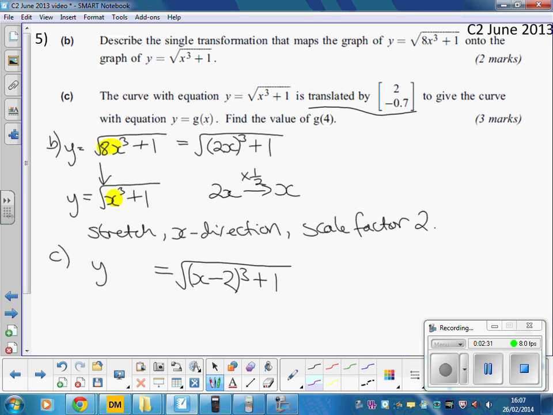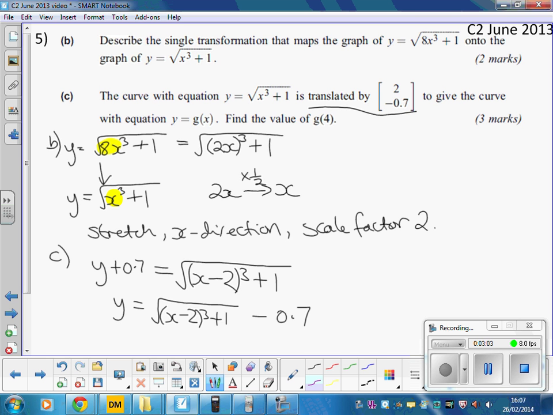Whenever you replace something that's got a power, it's usually the x term, you must put brackets to make sure we get that correct. Now it's been translated in the y direction by negative 0.7. That means that y gets replaced with y plus 0.7. Well, the alternative way of writing that is y is the square root of x minus 2 cubed plus 1, and move the negative 0.7 to that side. So we've done the translation.